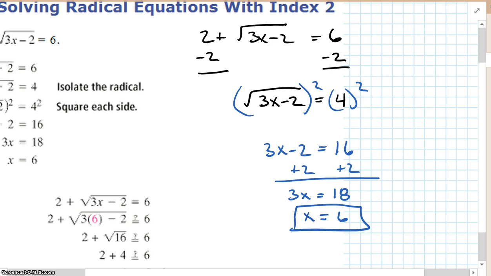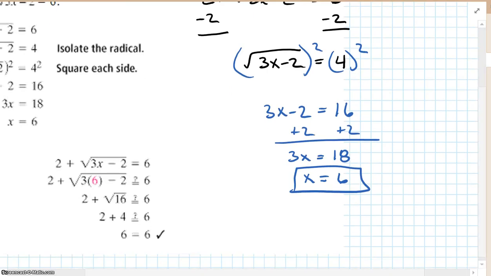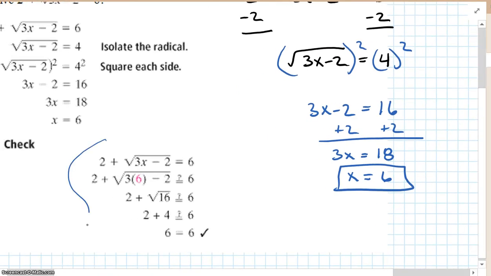Okay, now we've got to check. So we'll just plug 6 back in. And you can see to the left right here, we're going to check the work. The reason we got to check these is because sometimes we're going to get extraneous solutions. So you can see on the check it's going to work out just fine.